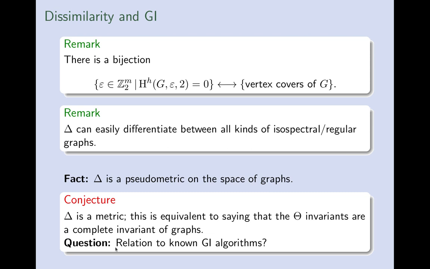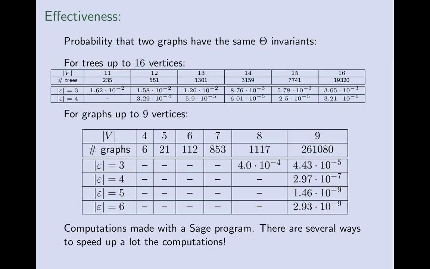And in particular, there seem to be quite a few connections with known algorithms to, if not resolve, to give some partial solution to the graph isomorphism problem. And I'd be curious to know a bit more about that. So let's talk about the effectiveness of this dissimilarity measure.